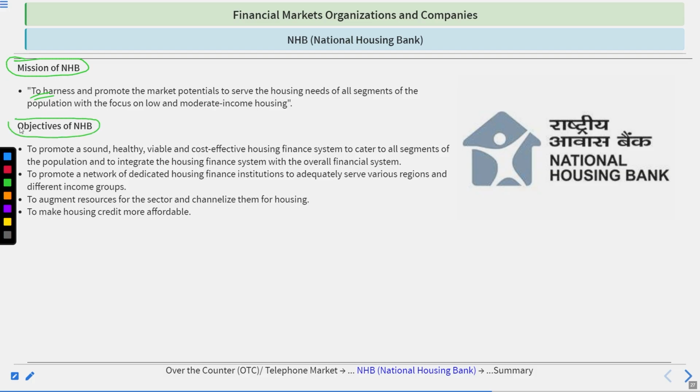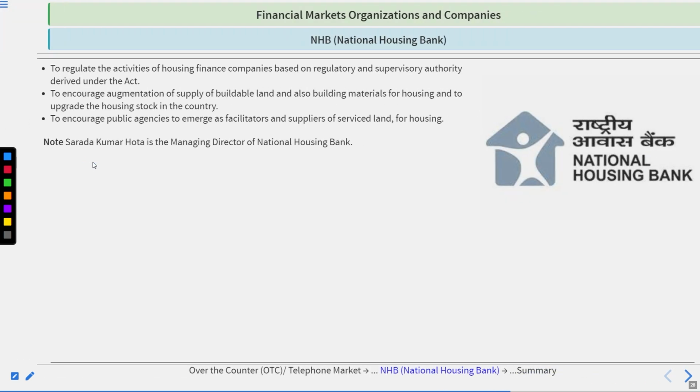Objectives of NHB: to promote a sound, healthy, viable and cost-effective housing finance system to cater to all the segments of the population and to integrate the housing finance system with the overall financial system, to promote a network of dedicated housing finance institutions to adequately serve various regions and different income groups, to augment resources for the sector and channelize them for housing, to make housing credit more affordable.